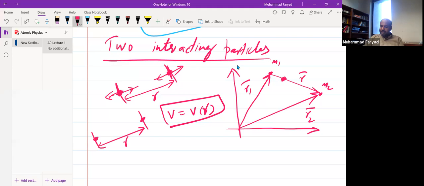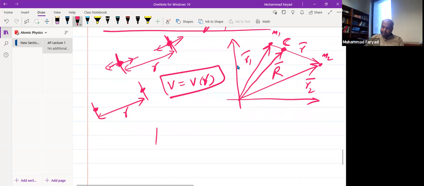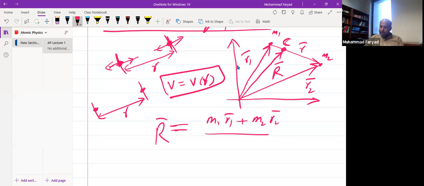So let's say this is the center of mass of this two particle system. And suppose the position vector of the center of mass of these two particles is R. This position of center of mass can easily be computed, because this is nothing but a weighted average of these position vectors by their masses. So this R vector is nothing but (m1 R1 + m2 R2) / (m1 + m2).